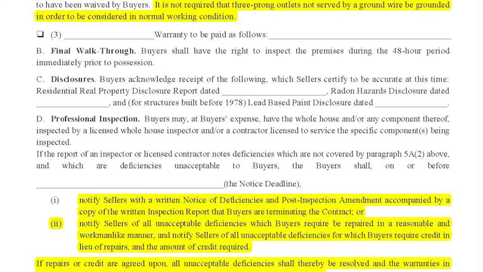Okay, Mr. and Ms. Buyer, we're going to have the opportunity to do a final walkthrough during the 48-hour period prior to closing. Disclosures, you're acknowledging that hasn't changed. Receipt of these various disclosures. Professional inspection, this has changed a fair bit. So buyers may at buyer's expense have a whole house and/or any component thereof inspected. And there's several changes in here. By a licensed whole house inspector and/or a contractor licensed to service the specific components being inspected.